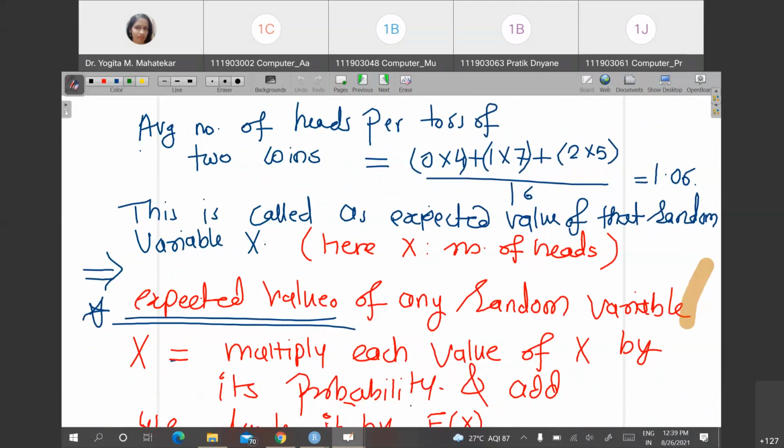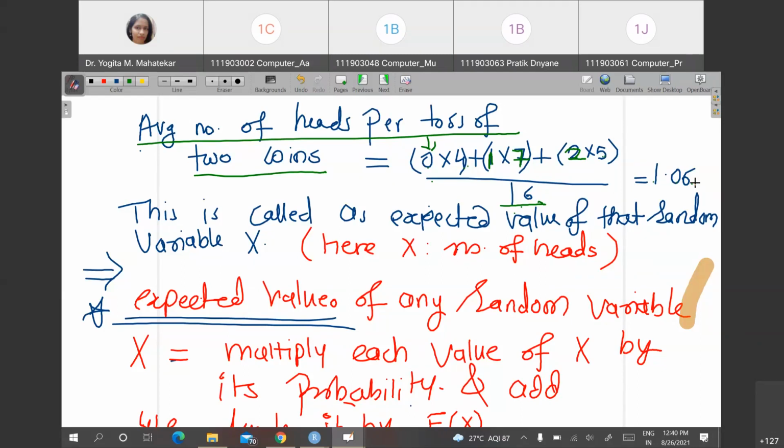Average number of heads per toss, suppose you want to find it out, of 2 coins, it will be 0 into 4, because 0 heads I'm getting 4 times in an experiment when I repeat the procedure 16 times. One head I'm getting 7 times, 7 by 16 is the probability. 2 heads you are getting 5 times, so 2 into 5 divided by 16. The answer is 1.06. This is the average number of heads per toss of 2 coins.